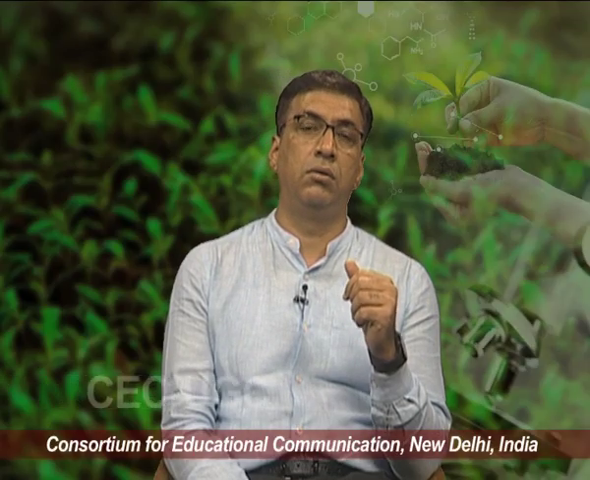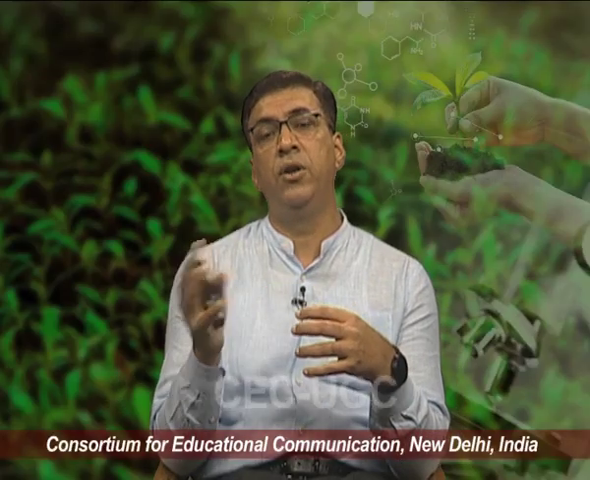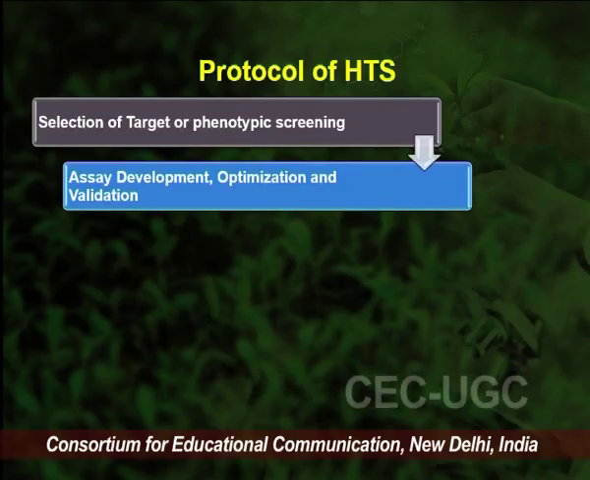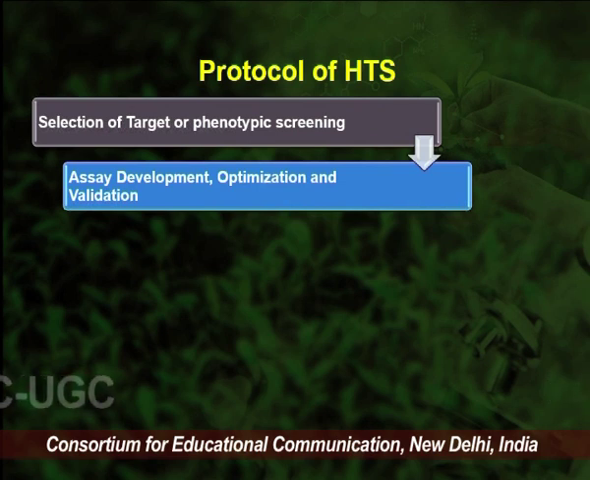Now I will just briefly discuss the steps that occur in setting the protocol of high throughput screening. First is the selection of target, where you have to decide whether you want to go for a target screening or a phenotypic screening. Depending upon your requirement, you have to first finalize that. Then second is the assay development. Then you develop your assay for the desired results. It's not only about the development of the assay, but you also have to optimize your assay.